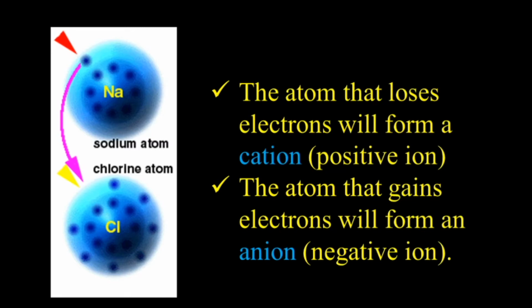Similarly for the chlorine atom, the atomic number is, sorry, 17. If it gains one electron, what will happen? The number of protons is 17 and the number of electrons is 18 for the chloride ion. So the negative charge is greater than the positive charge. So it gains a negative charge and it is known as an anion.